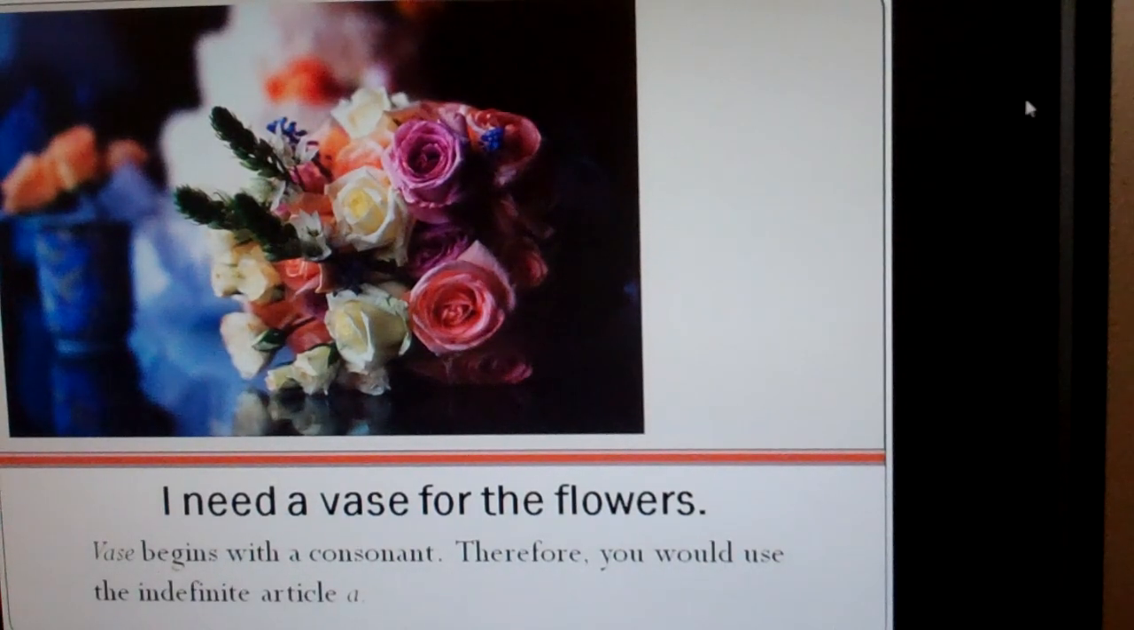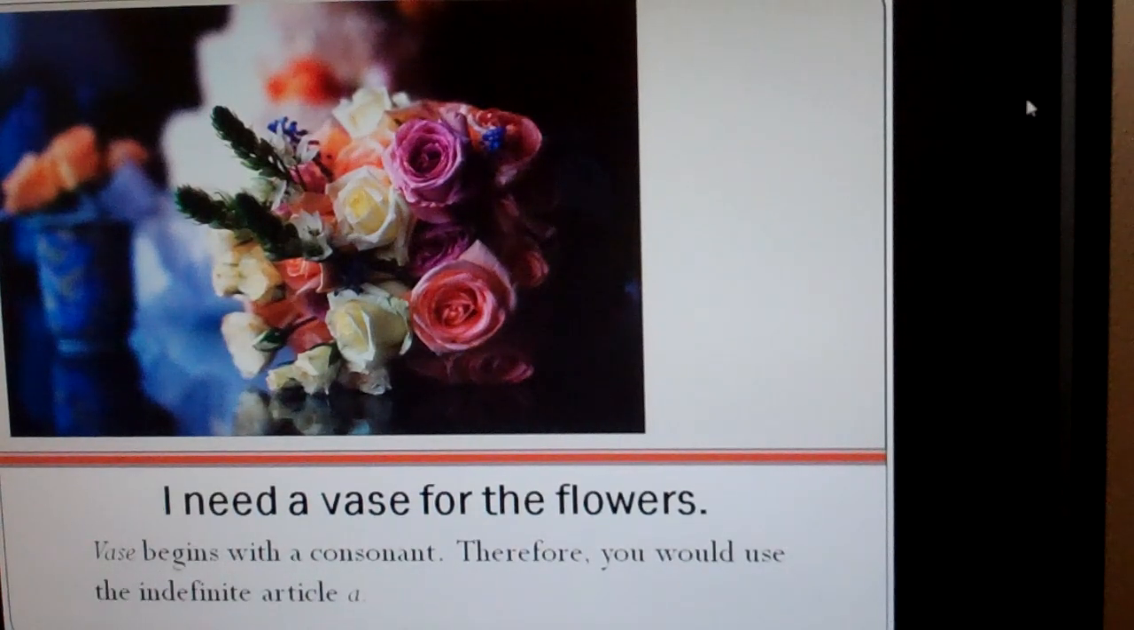I need a vase for the flowers. Vase begins with a consonant. Therefore, you would use the indefinite article a.